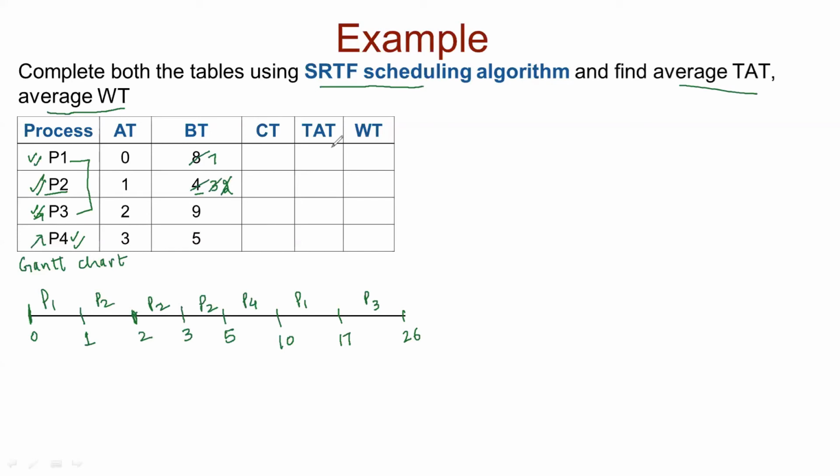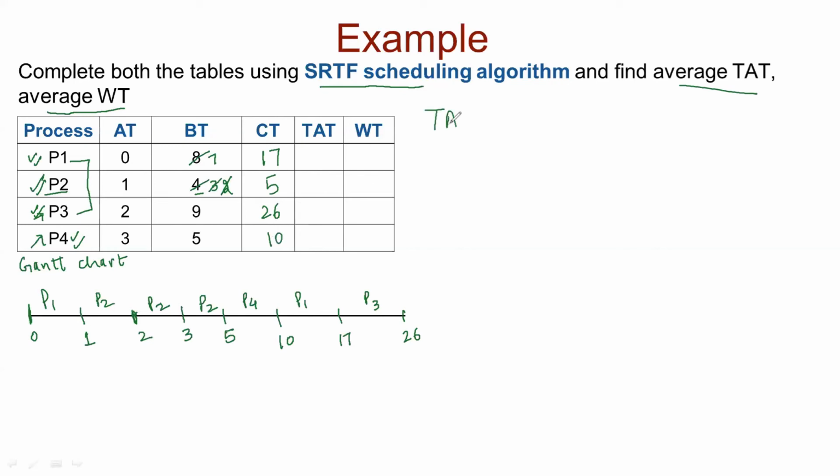CT is completion time, then turnaround time, and this is waiting time. So from the Gantt chart, we can easily find out the completion time of P1. It is now 17. P2's completion time is 5. P3 is 26. And P4's is 10.